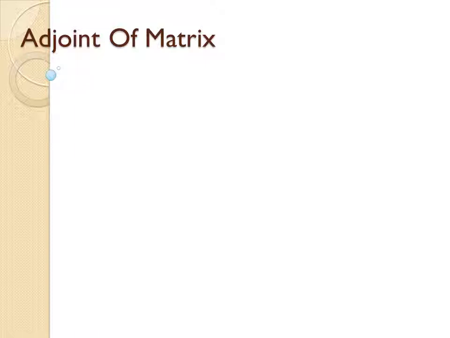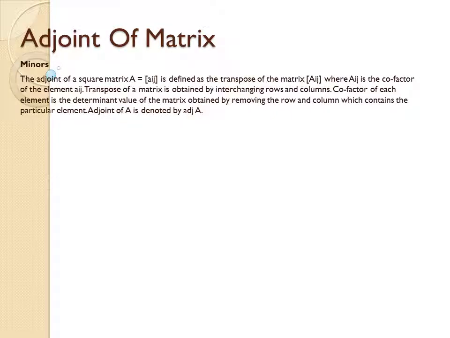Now we have to find another concept, that is the adjoint of a matrix, okay. This will come from the minor concept. The adjoint of a square matrix A, that is Aij, is represented as the transpose of the matrix of capital Aij, where capital Aij is the cofactor of the element Aij. Transpose of a matrix is obtained by interchanging rows and columns. The cofactor of each element is the determinant value of the matrix obtained by removing the row and column which contains that particular element. So the adjoint of A is denoted by adj A.